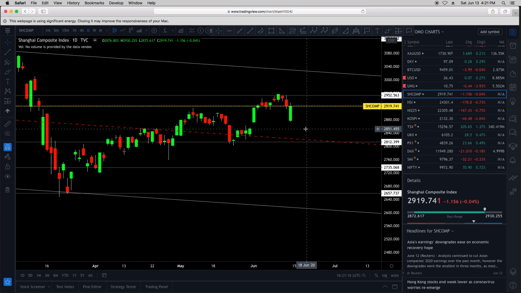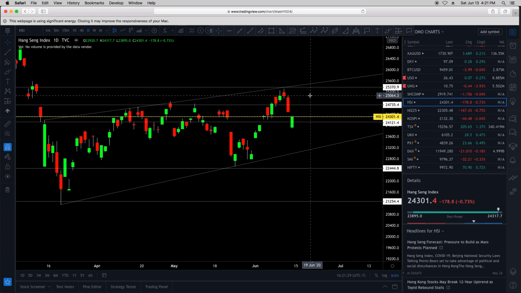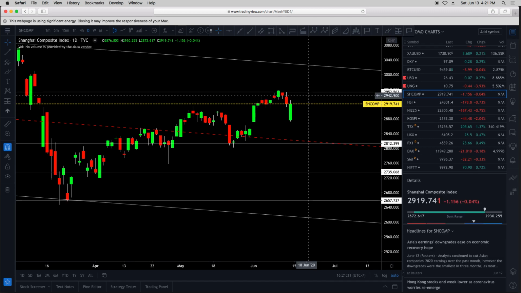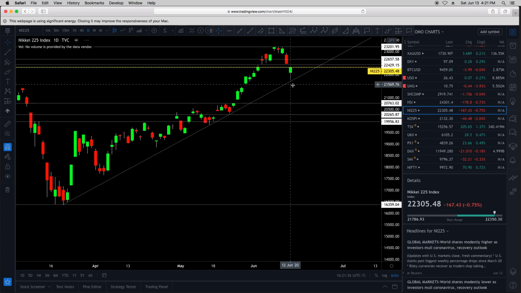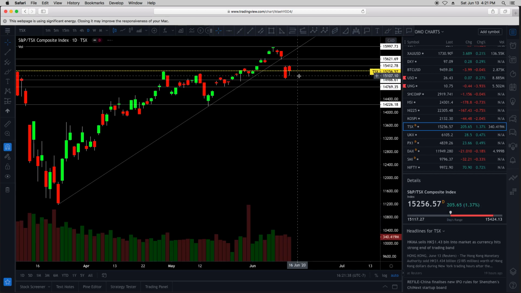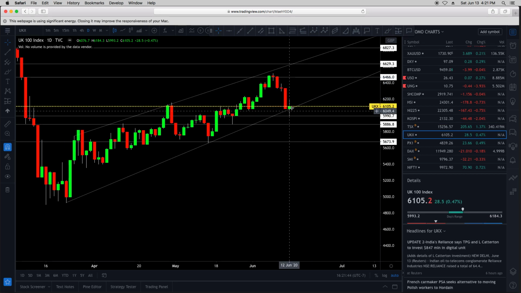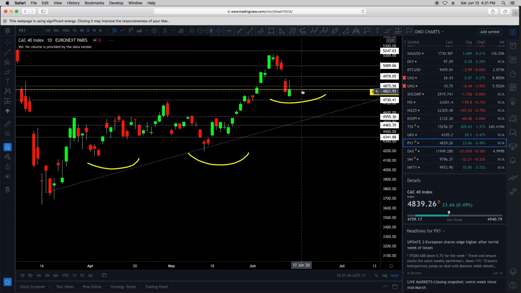A lot of people might be wondering, why am I looking at Asia and Europe when 44% of the global market share is America, USA? Well, it still matters. There's clues in the global marketplace. Look at this, Shanghai. Look at that last candle. Hang Seng Index, Nikkei, KOSPI. But then you look at Canada, that looks more like America, the US chart. Okay, UK. So Europe, a little more indecisive.